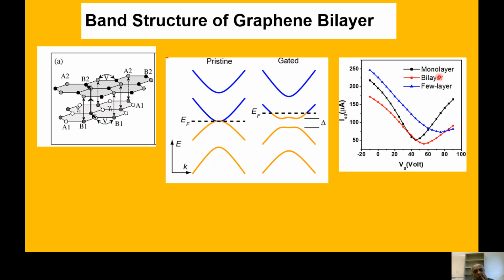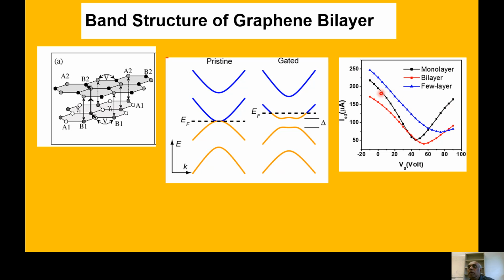So you can dope this bilayer graphene both p and n type. If you take bilayer graphene and do the gate voltage dependence, you can see it shows what is called the ambipolar behavior, right? But still this shows a little bit more p-type because of doping from the atmosphere due to oxygen and moisture.